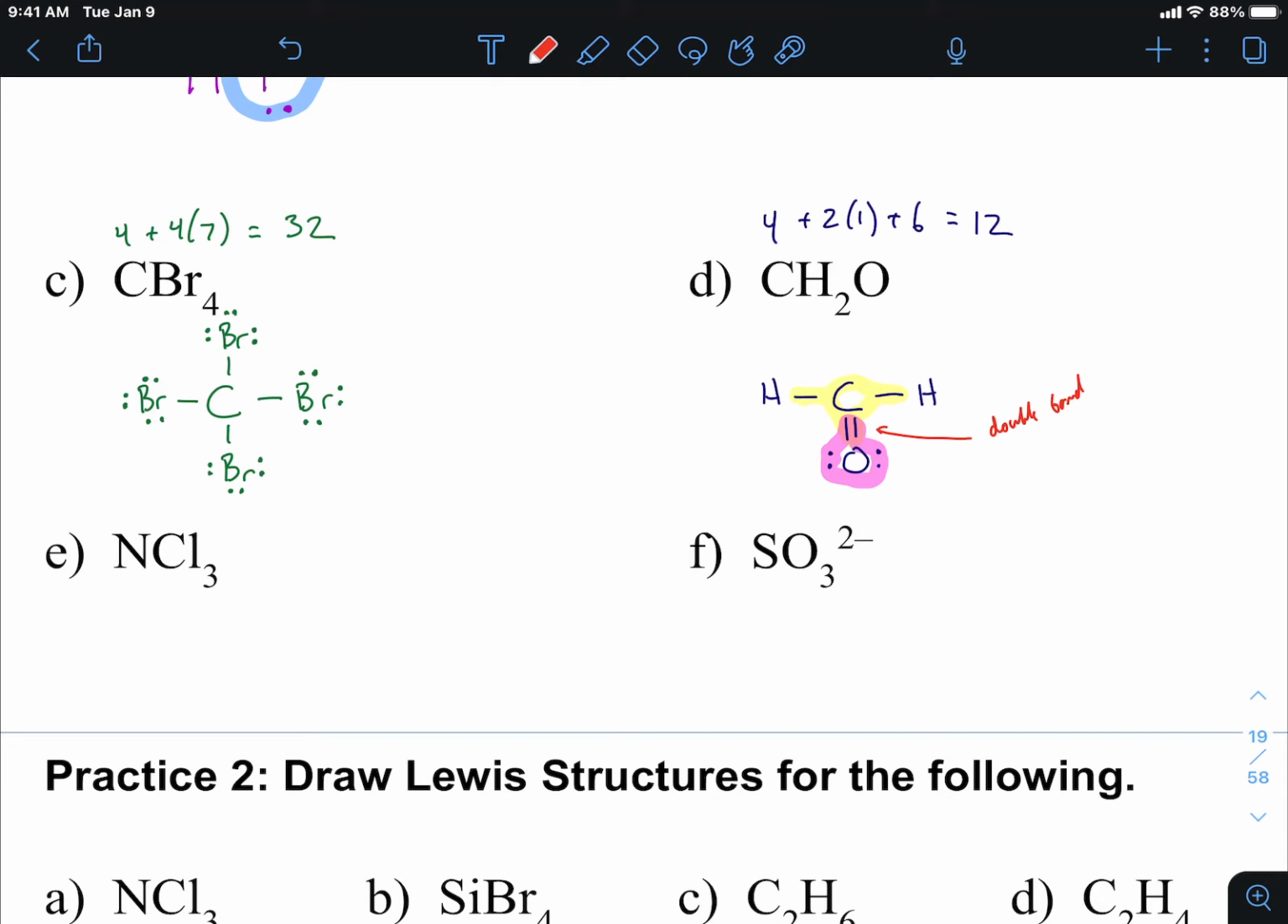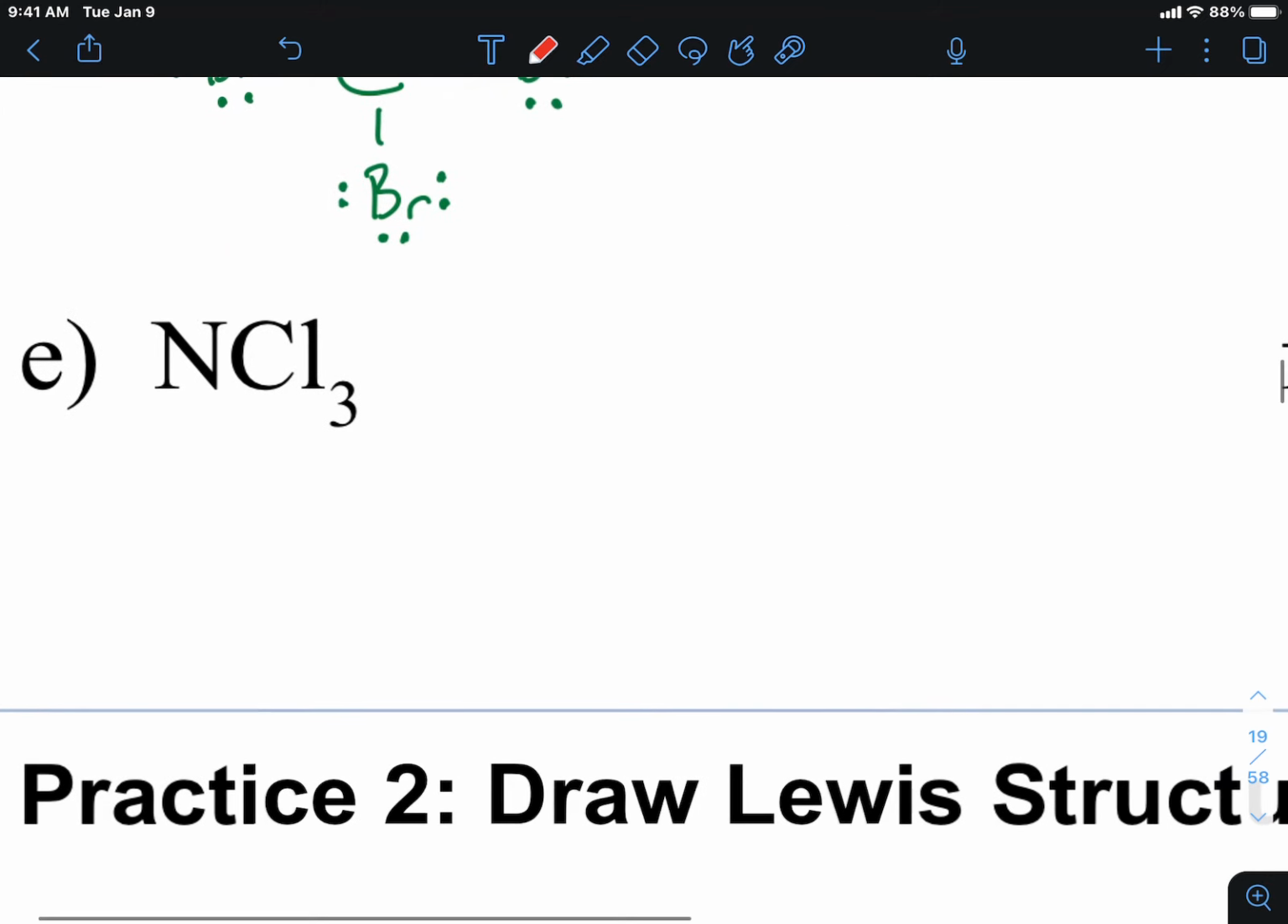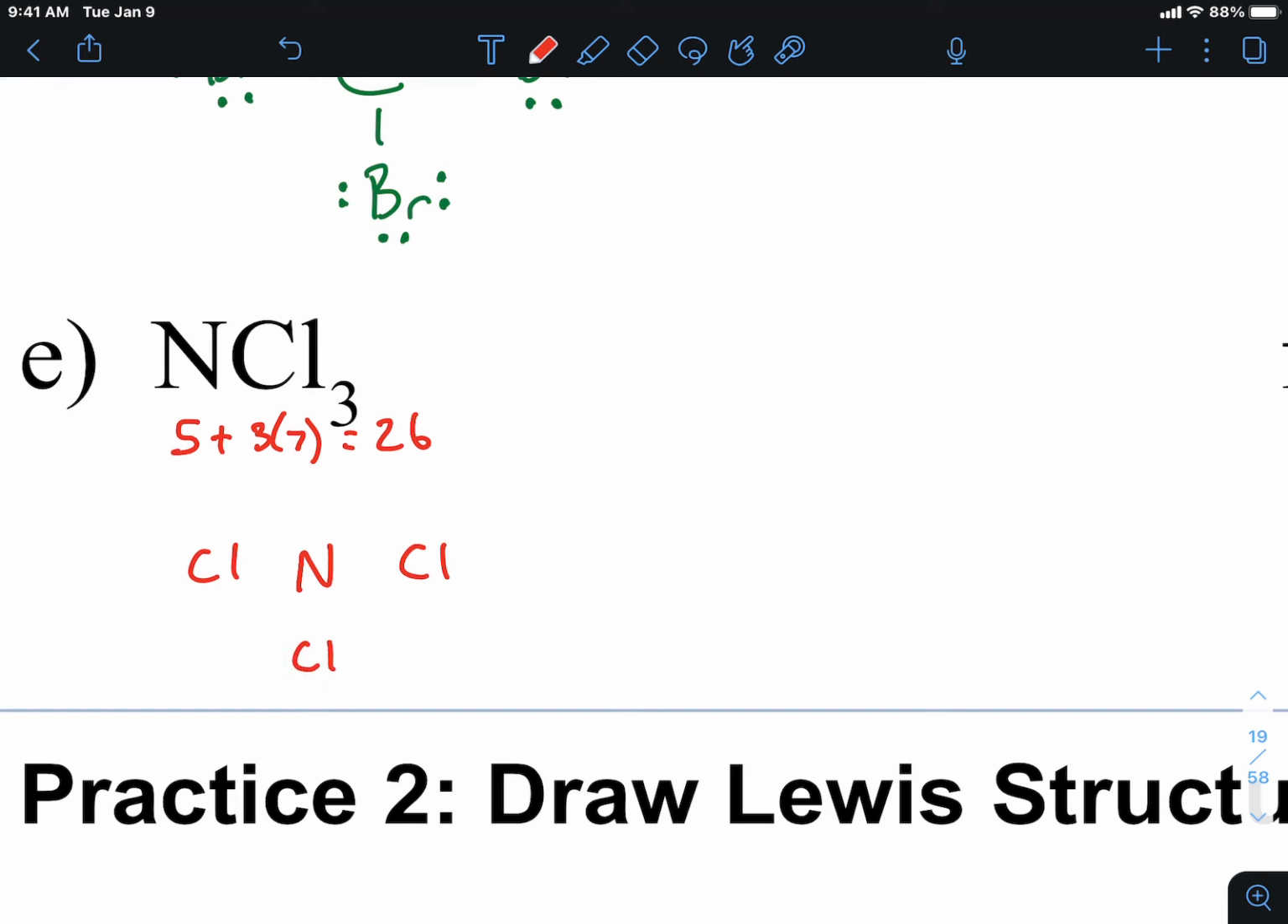NCl3. 5 for nitrogen. There's 3 chlorines. Each chlorine has 7, so 21 plus 5 will give us 26 total. So nitrogen in the center. There's 3 chlorines. It doesn't matter if you put the third chlorine on the top or bottom. Draw in your bonds. Fill in your octets.